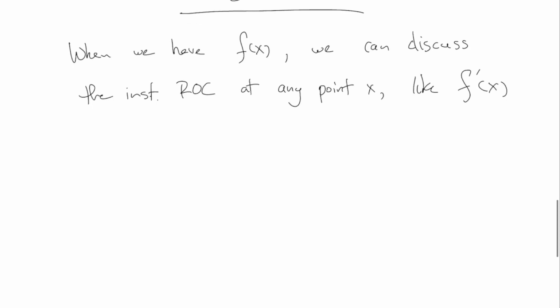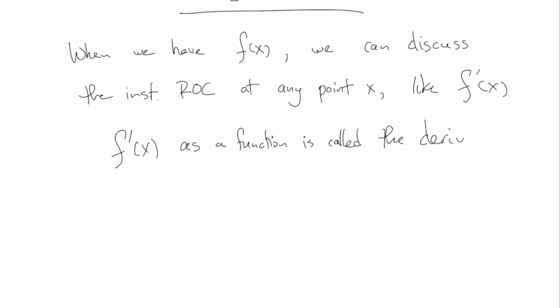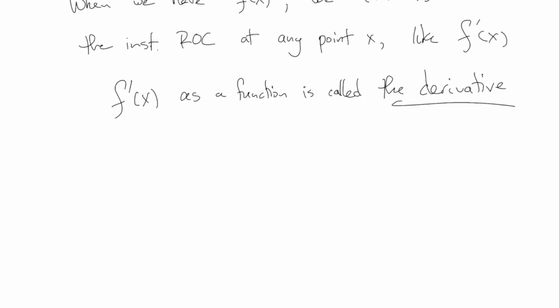So this f prime of x as a function is called the derivative. All right. In the definition of the derivative, so what's the difference between the derivative and the instantaneous rate of change? It's not really much of a difference at all, but the main difference is the instantaneous rate of change is a specific number, but the derivative represents an entire function of rates of change.